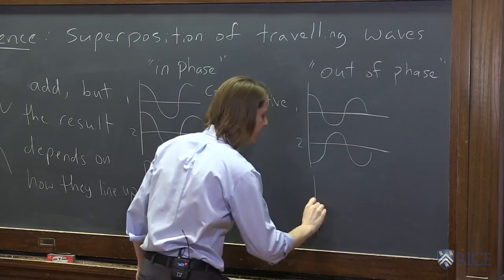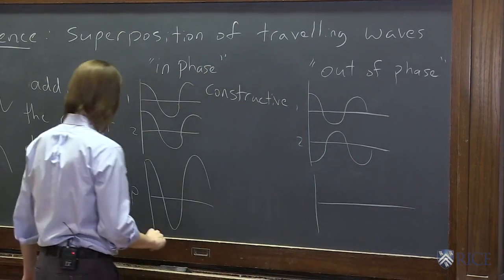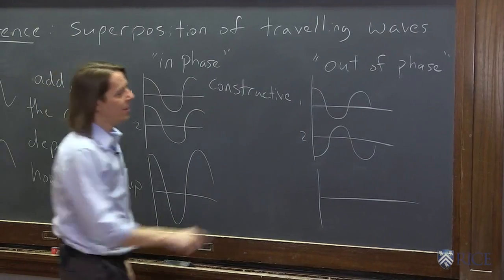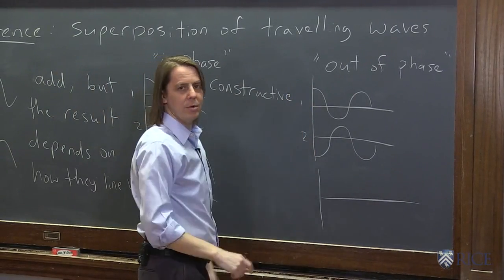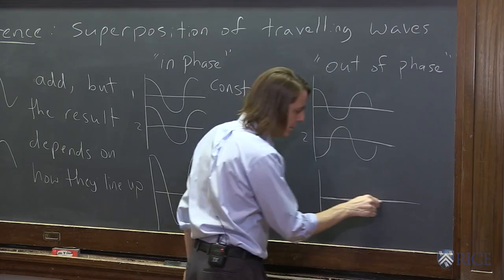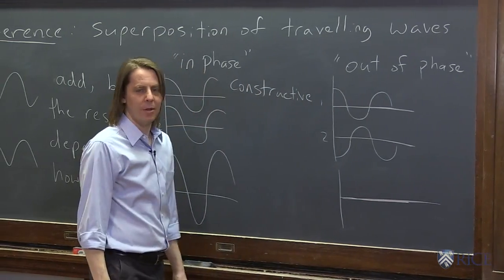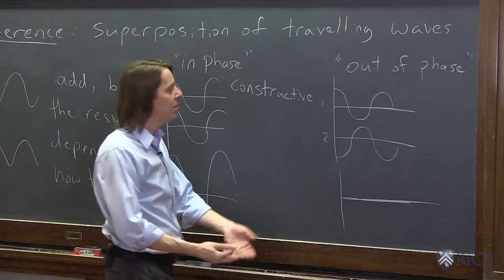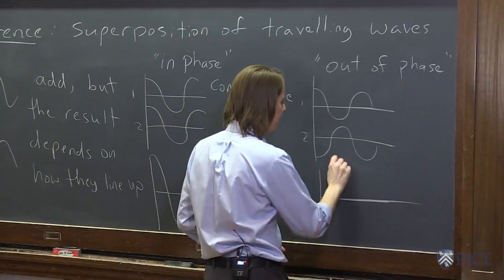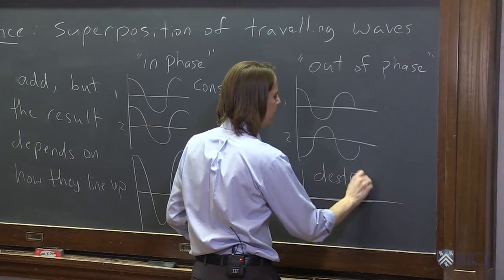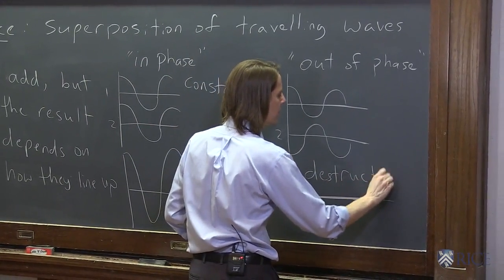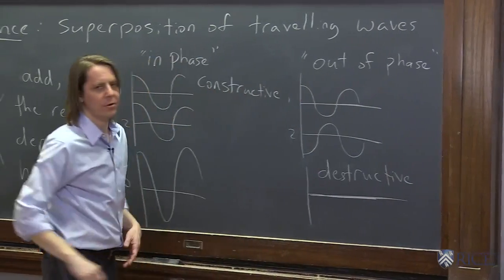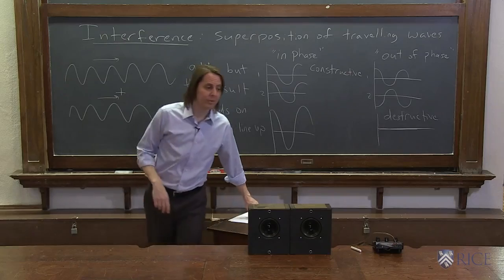And I bet you can guess what the superposition is going to look like. Everywhere you add these, you get 0, right? You get nothing. So the superposition gives you nothing. They cancel. You could say the waves cancel because they're out of phase. And you could also label this destructive interference. These are the two kinds of interference. So I can show you that as well.